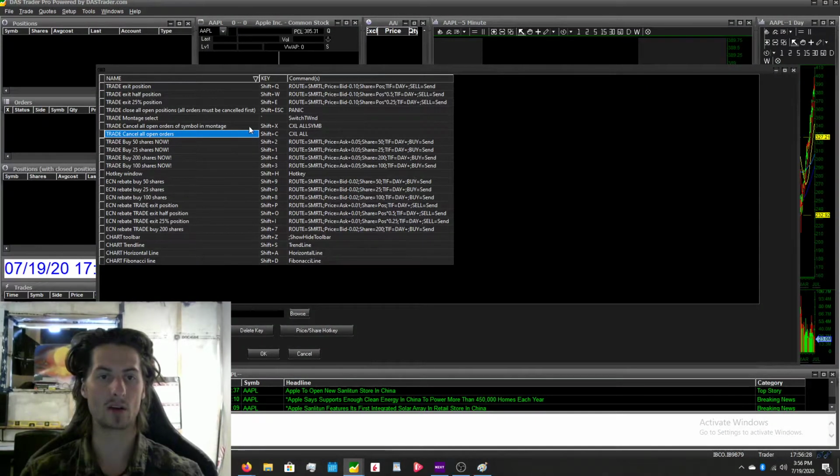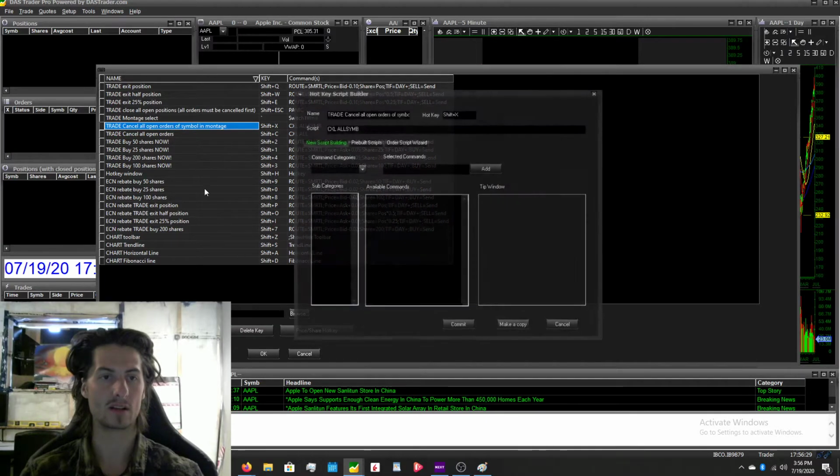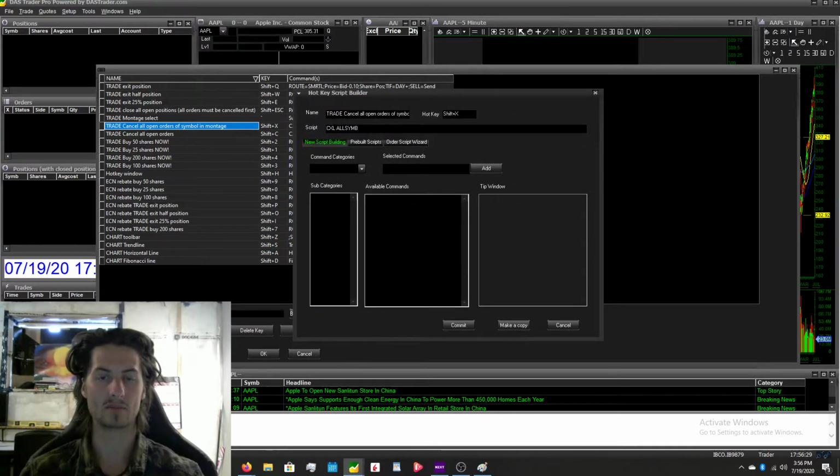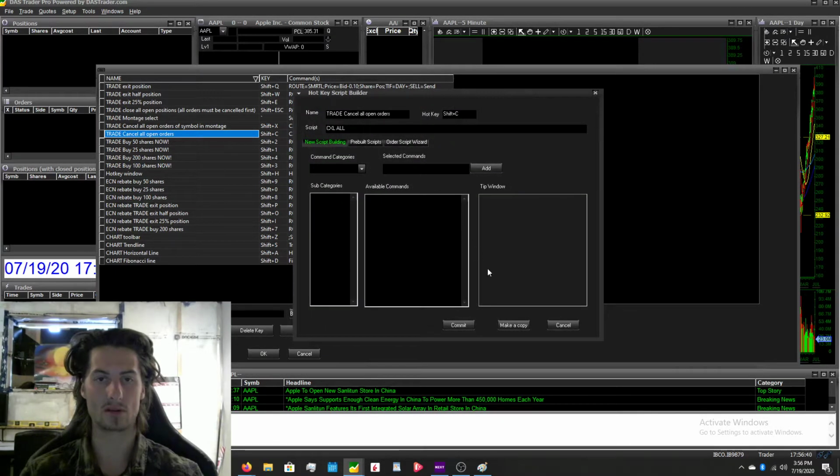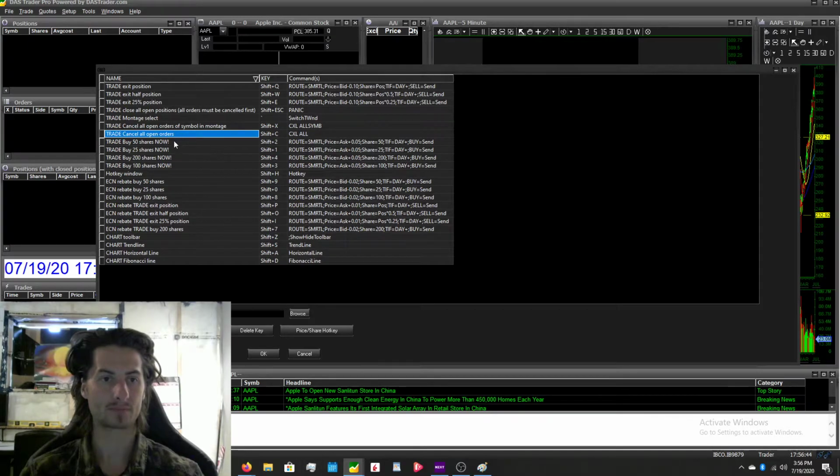Yeah, and then the codes for these are just cancel all symbol, all of the orders for that symbol, and that is Shift X, and then cancel all open orders is cancel all is the code.